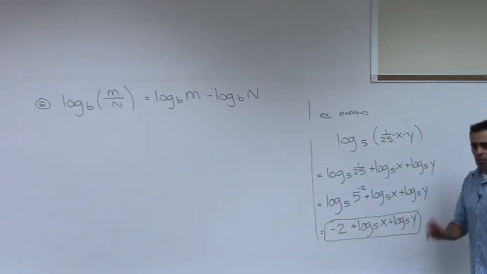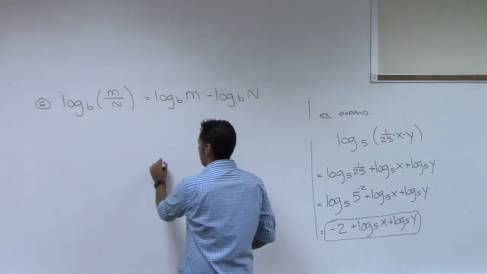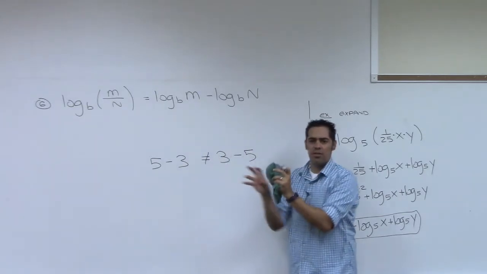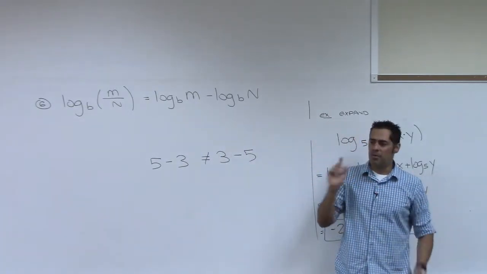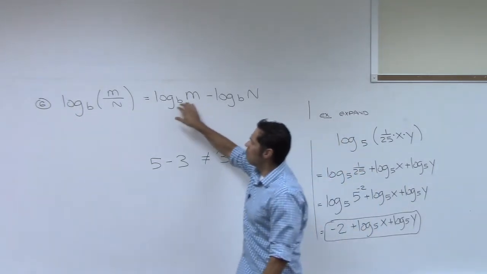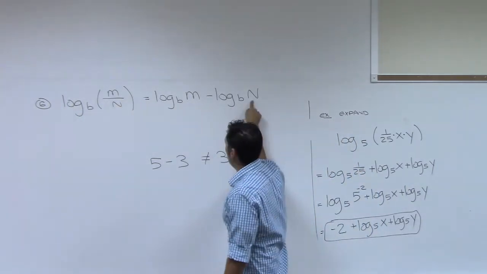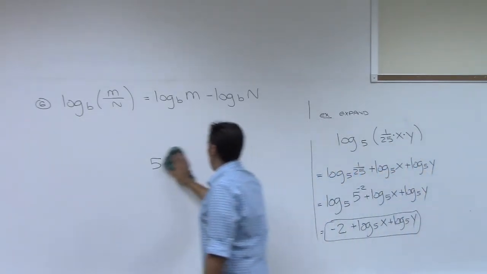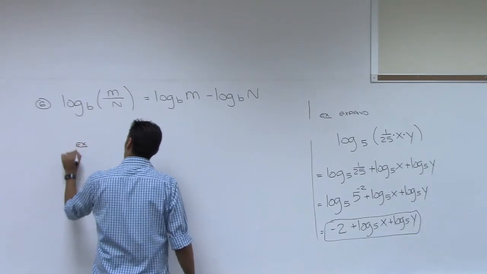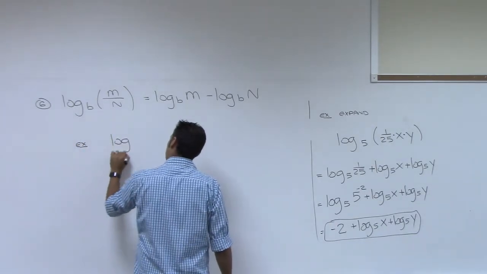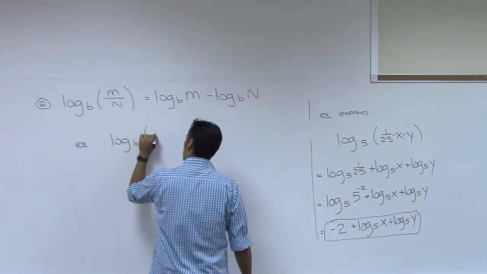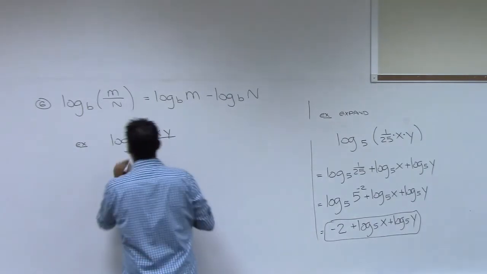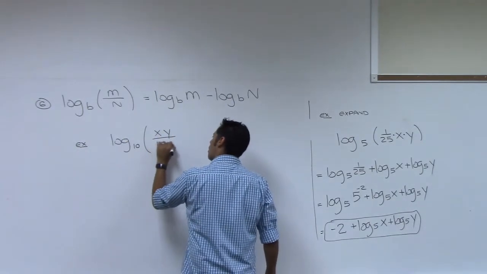Now with subtraction, the order matters. Like, if I write 5 minus 3, that is not the same as 3 minus 5. When we do subtraction, you can't switch the order. Addition, it didn't matter. But with subtraction, it does. So the first logarithm gets the numerator. The second logarithm gets the denominator. All right, let's do an example here. Let's do log base 10 of xy over 100.